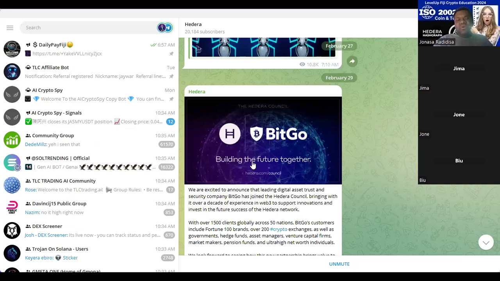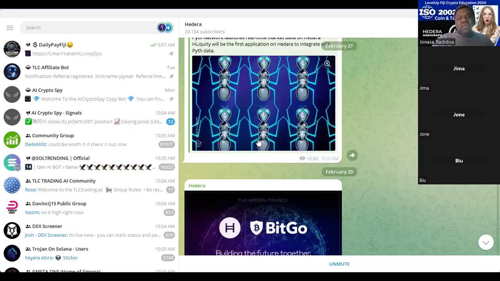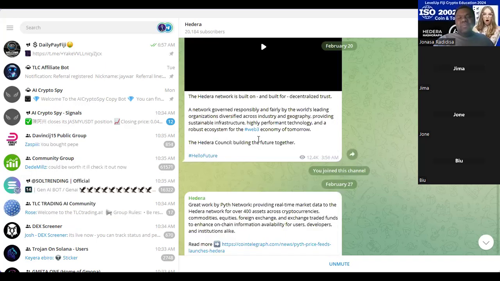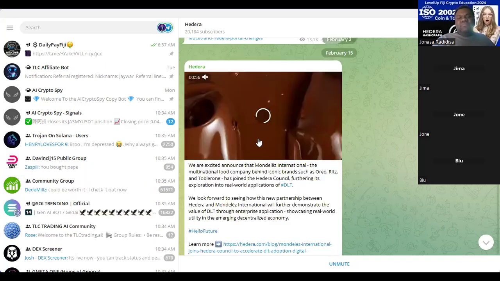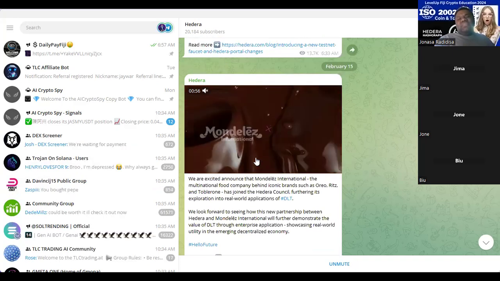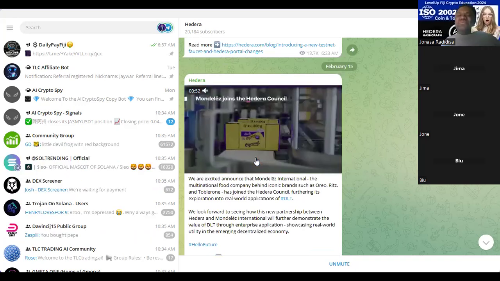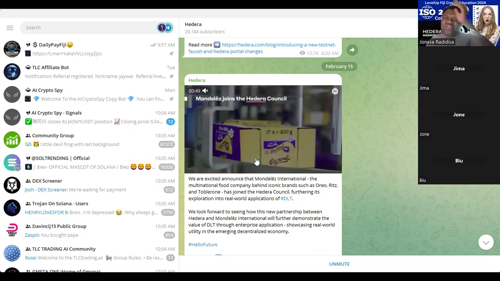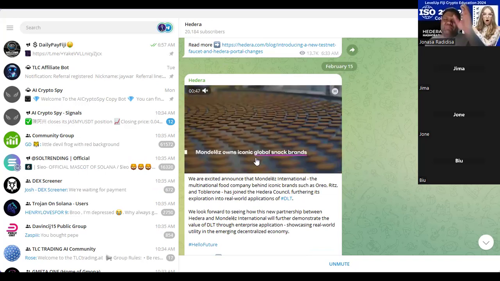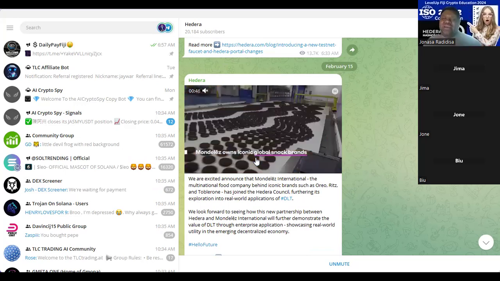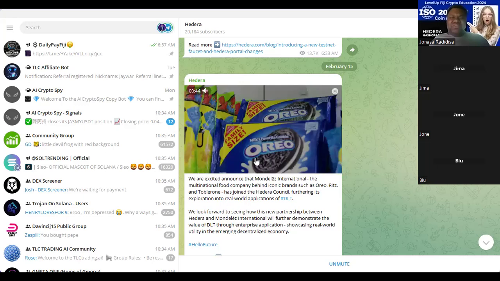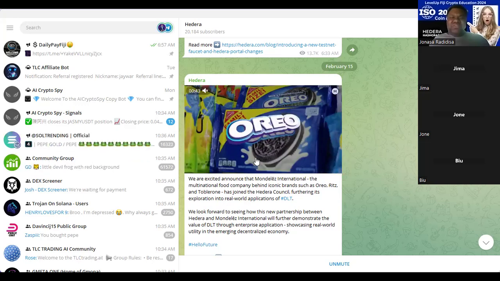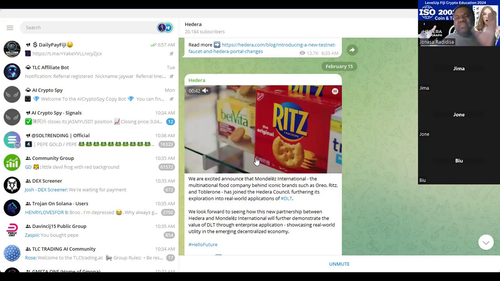As you can see here, BitGo, build the future together, partnering up. We even have a chocolate company here, Mondelez International, also coming. They'll be using their product to be paid in crypto, so Hedera will play a part in verifying those transactions for their clients and their users as well. This is playing out in a real-world scenario where crypto will be part of the new financial system.